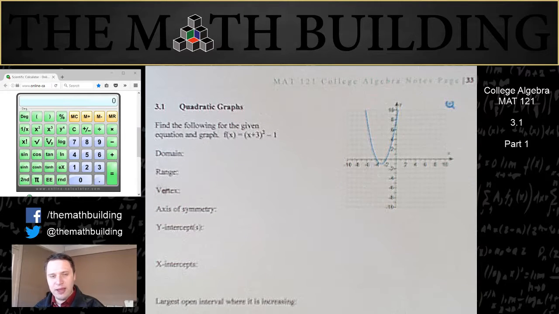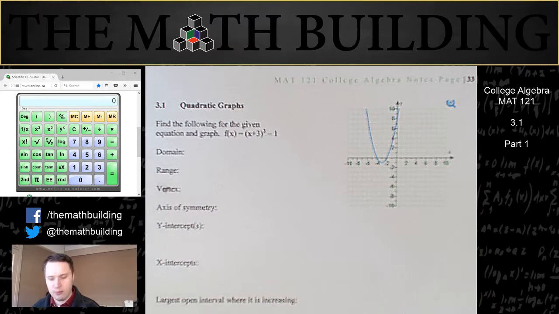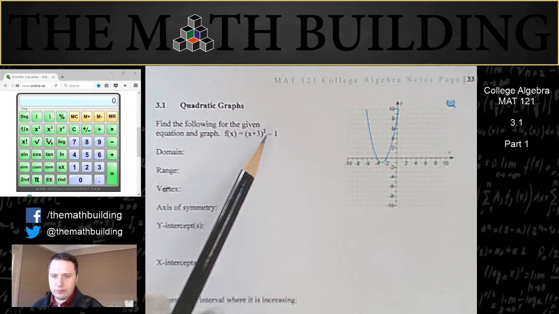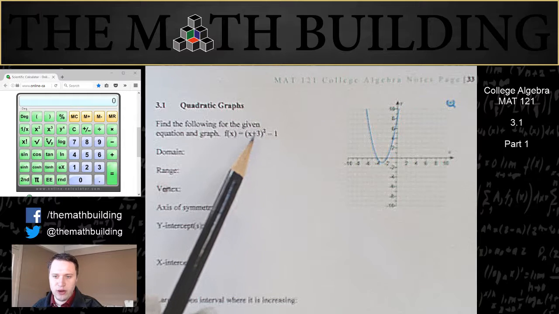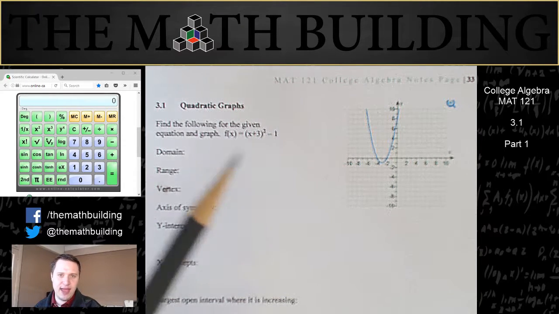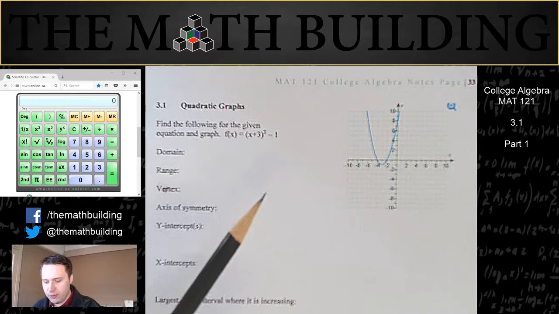You'll remember that on page 25 of the notes, I introduced some of the most useful and most common parent functions, and now we're going to start to look at them one at a time and really understand more about them. The one we're going to start with is quadratics, which is where we have an x squared term, and that is our highest degree. In other words, we don't have any x with a higher exponent other than 2.